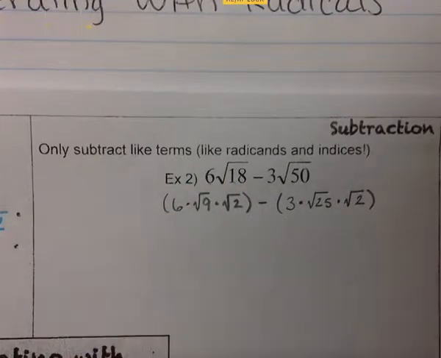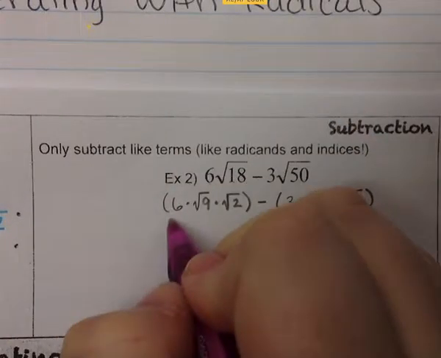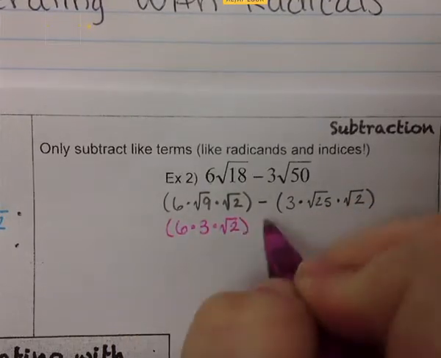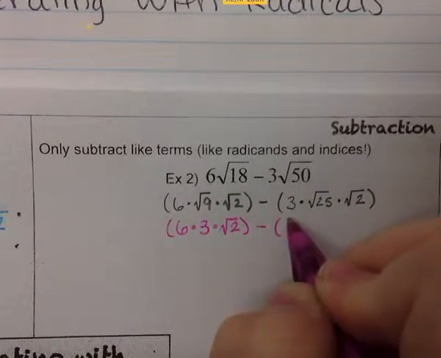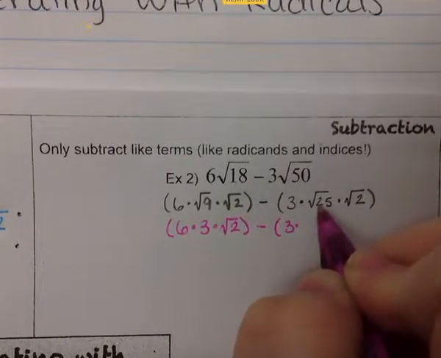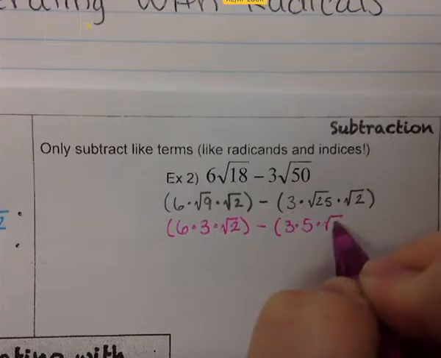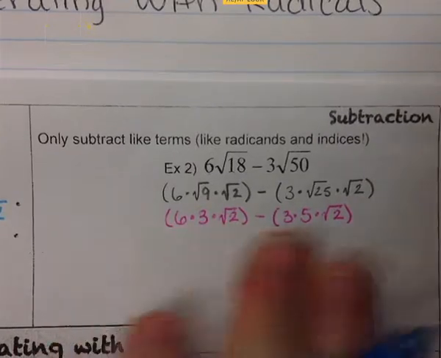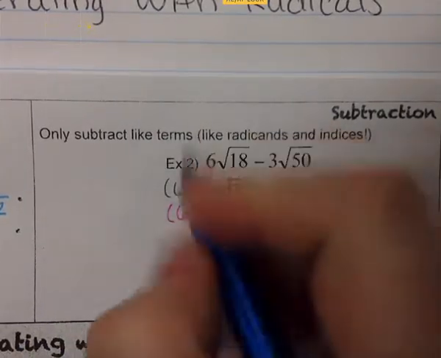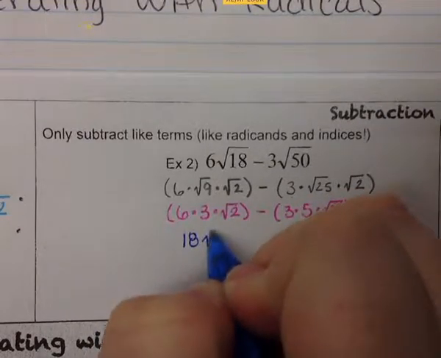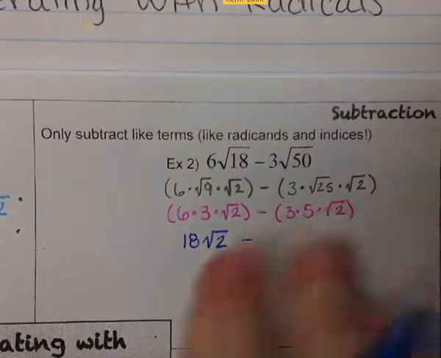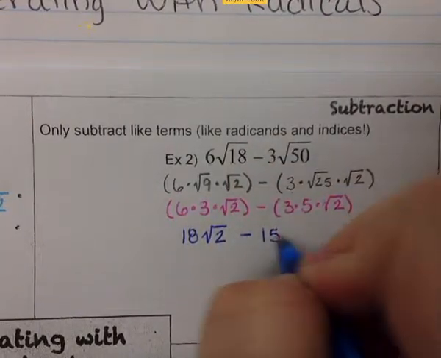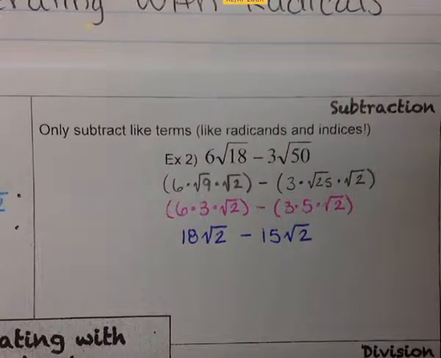This becomes 6 times, I'll actually write this in pink. This is 6 times 3 times the square root of 2, minus parentheses. We have the coefficient of 3 times, now our new coefficient is also 5 times the square root of 2. Now to simplify this completely, to get this all into one part to see what our radicals are, 6 times 3 is 18. We have the square root of 2 minus, because I'm going to be taking it out of the parentheses now, 3 times 5 is 15, square root of 2, so that's still square root of 2.